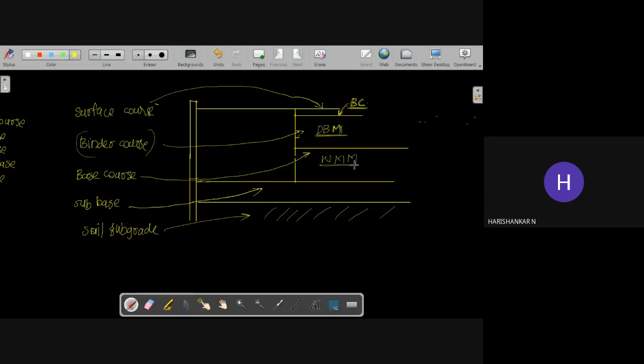And here it is the wet mix macadam. Here you are not using the moisture, here you are using water content. That is the difference. Dense bituminous macadam is done by heating the aggregate and mixing it with the bitumen. Here you have to add water and mix thoroughly. So that's the difference. And once you are going to the subbase, the subbase should consist of large sized aggregates, because here you see that it is the shoulder region. It is the shoulder, and it is the carriageway.